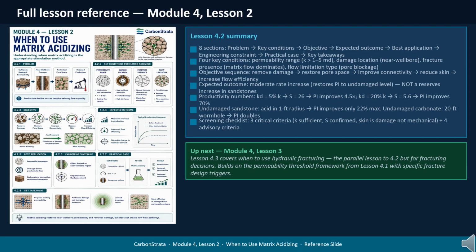The next lesson isolates fracturing decisions. So what you covered here was one branch. Matrix acidizing. The next lesson builds the parallel branch, when the limitation is not near the wellbore, but inside the reservoir. So use this slide correctly. Left side shows the system. Right side stores the logic. And the next lesson extends it.